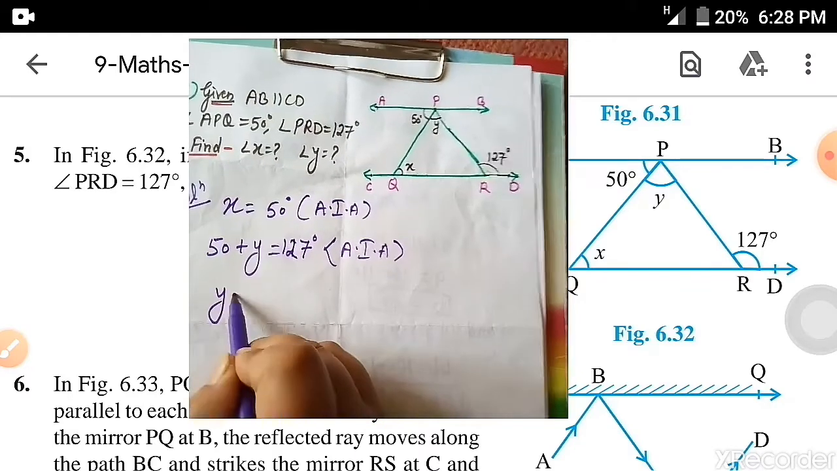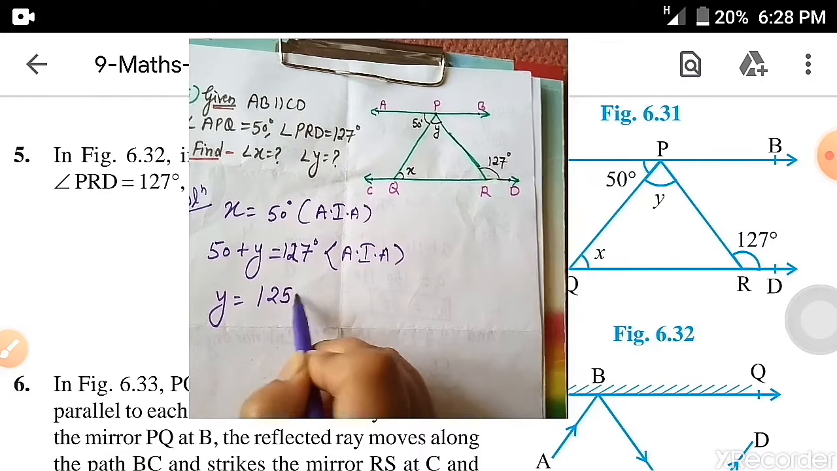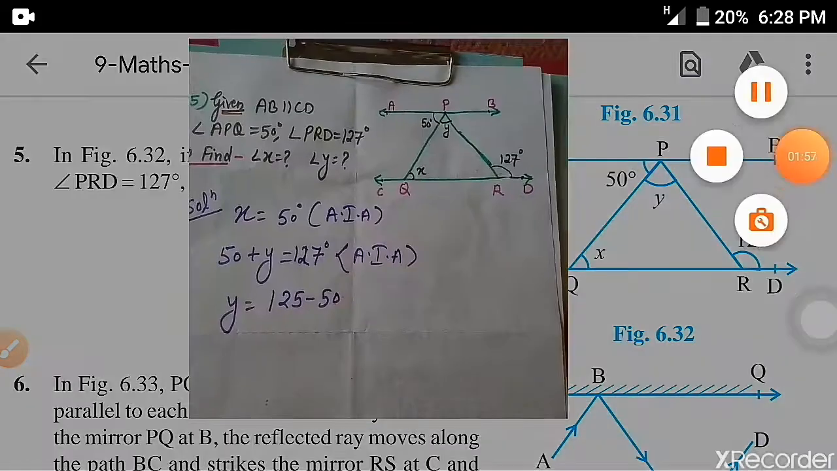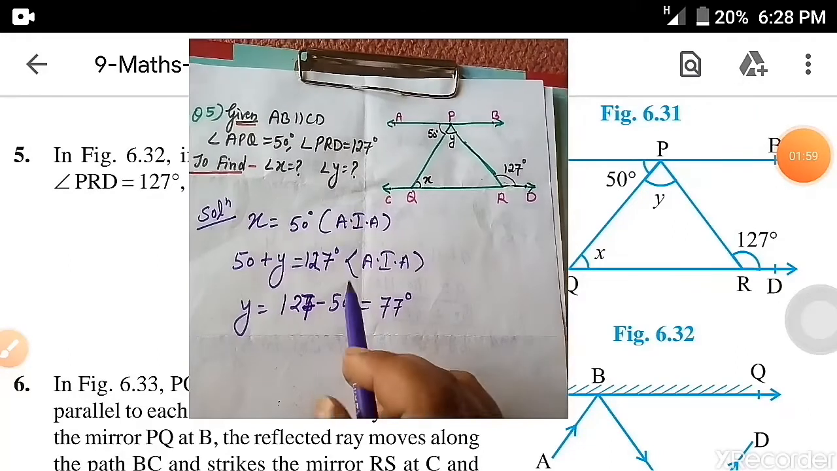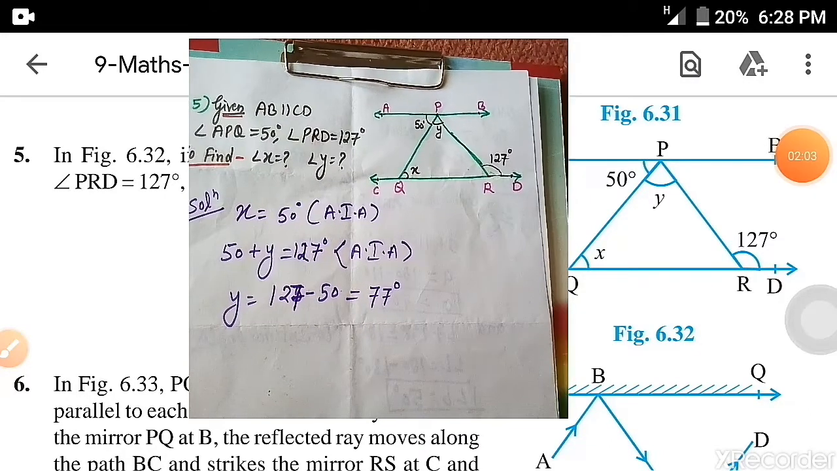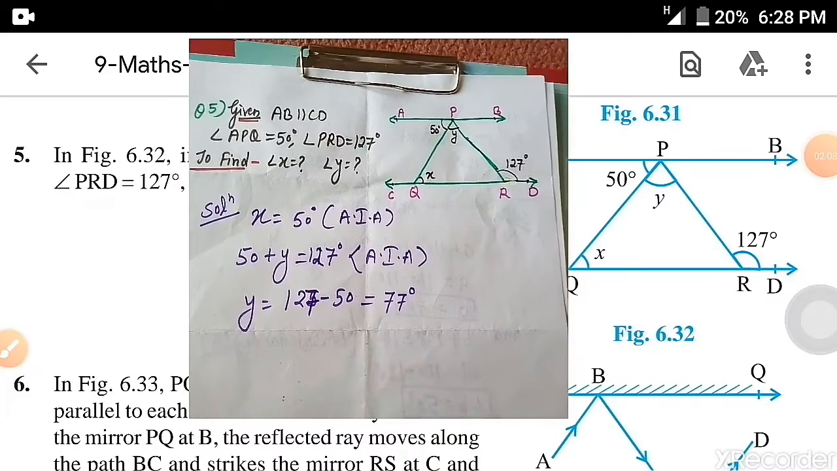Now to find the value of Y, we will just shift the 50 to the right hand side and subtract it. So the value of Y is equal to 77 degrees, and this is the solution of this question. Now move to the next question.